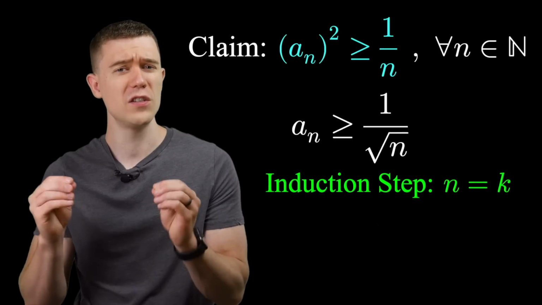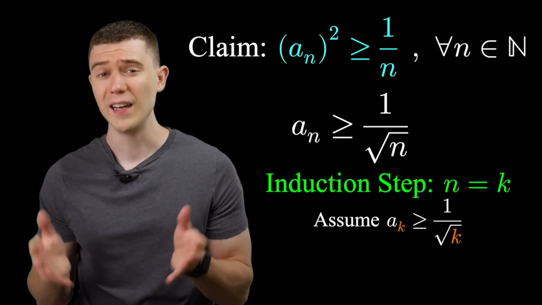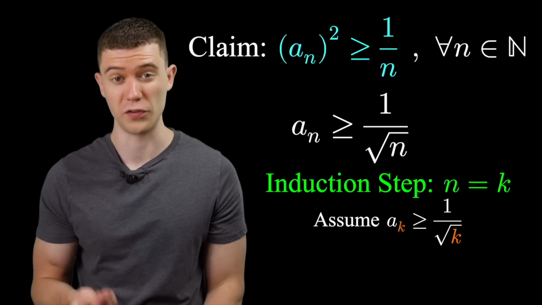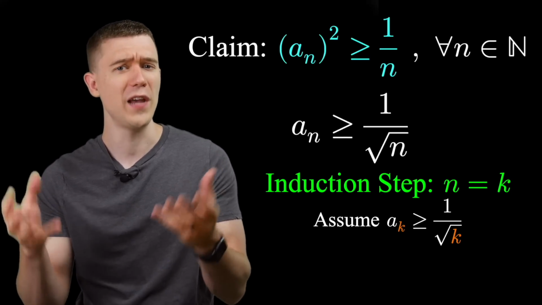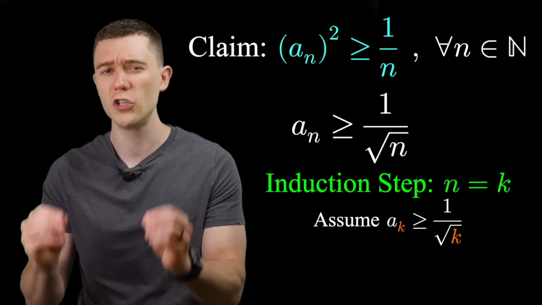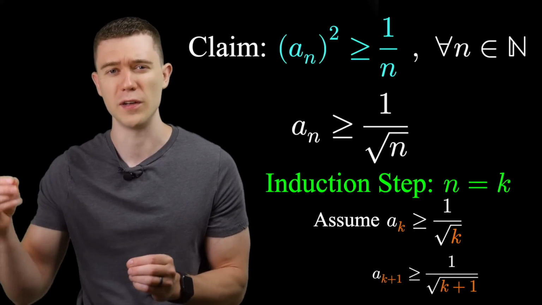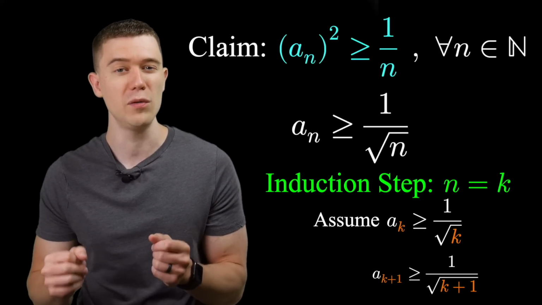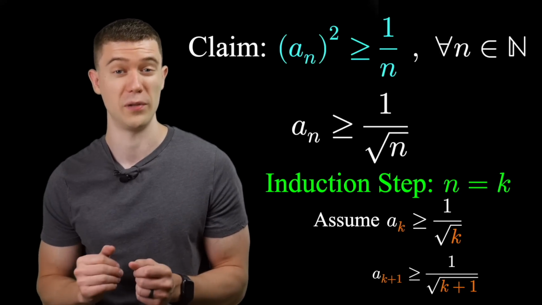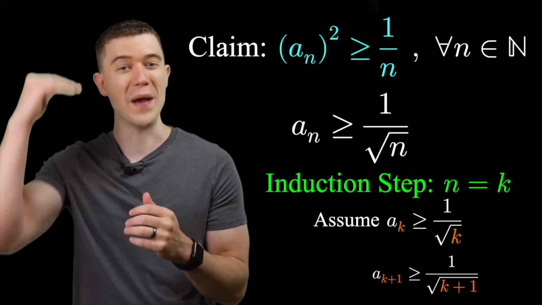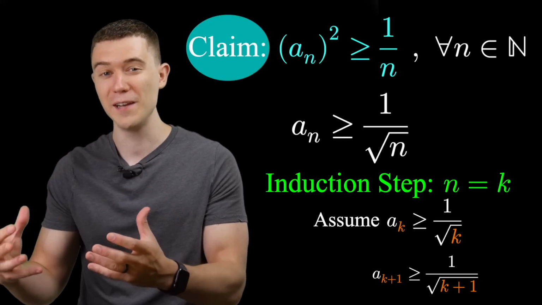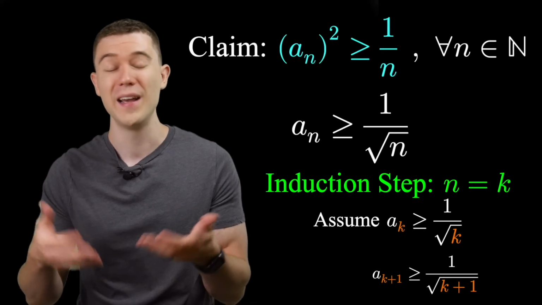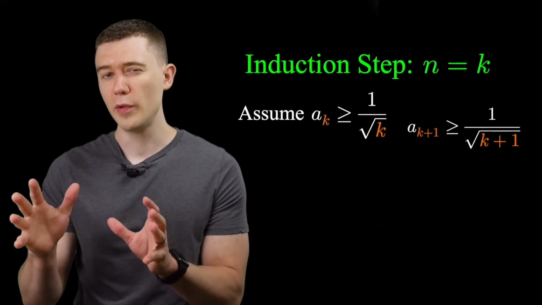We assume this is true for n equals k. In other words, a sub k is greater than or equal to 1 over the square root of k. That's our assumption. Pretend we have that as a fact. We want to show it's true for n equals k plus 1, or in other words, a sub k plus 1 is greater than or equal to 1 over the square root of k plus 1. If we can prove this, we can sort of backtrack and get that initial claim that our sum is greater than the harmonic series when we compare it, and the sum would diverge. So let's look at what we want to show.